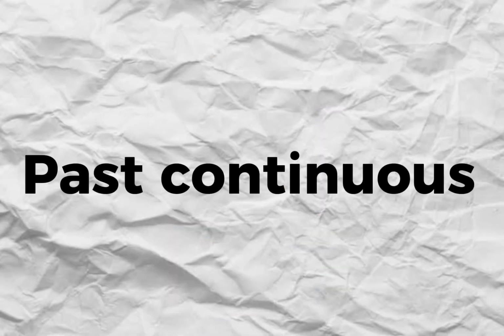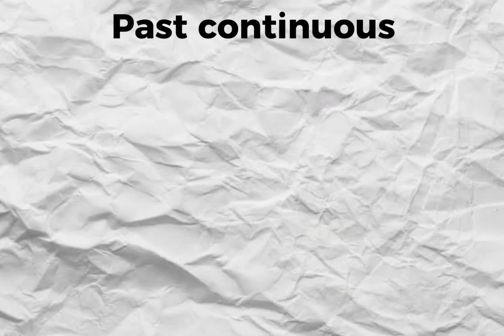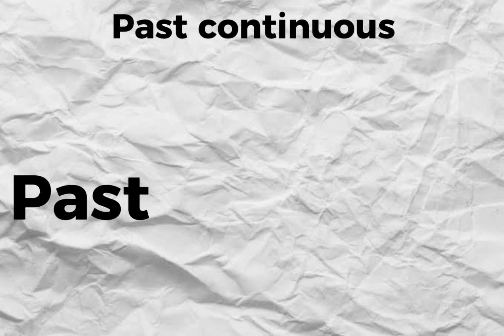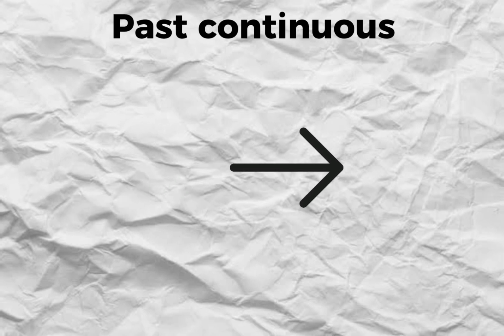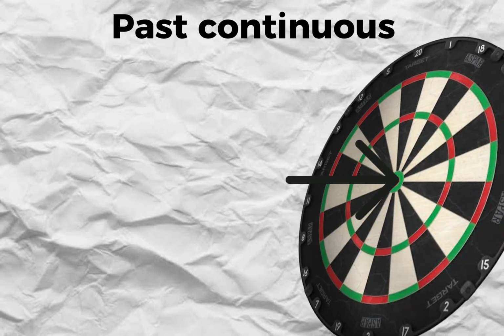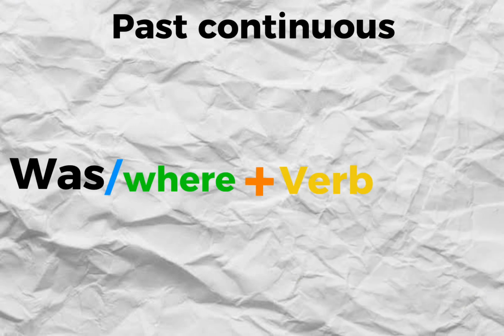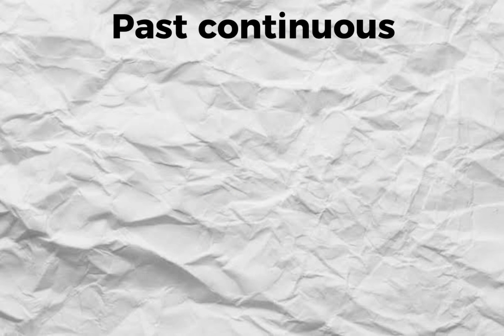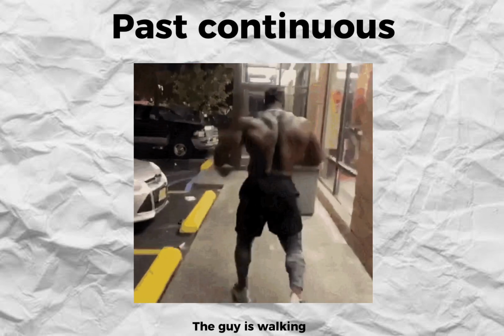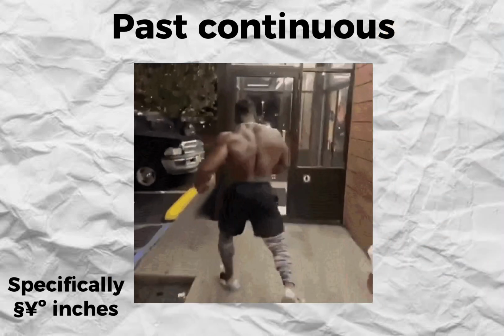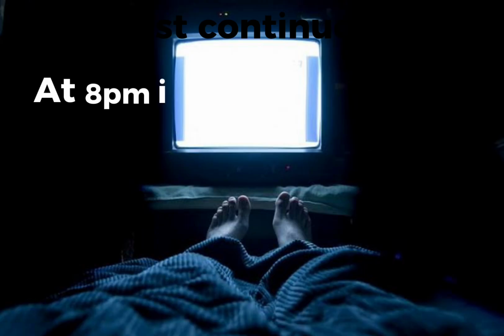Number 2, past continuous. Past continuous tense, also called past progressive, is used to describe actions that were happening at a specific time in the past. It is formed using was/were plus verb plus -ing. The uses of the past continuous are the following: an action in progress at a specific time in the past. Example: At 8 p.m. I was watching TV.